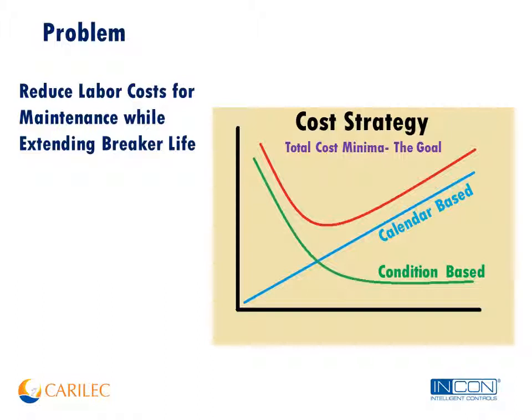So here's another problem. Your management's asking you to reduce labor costs for maintenance and also extend your breaker life. Everybody wants more life and more service from their capital investment. But how do you do it?